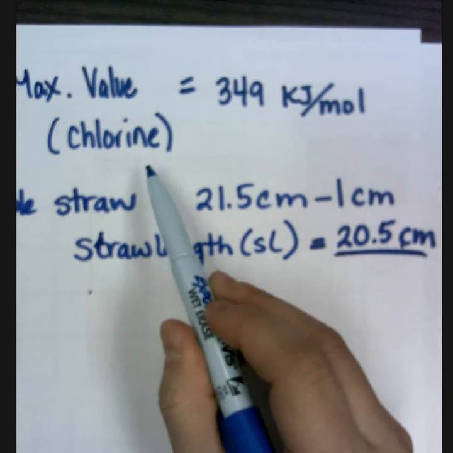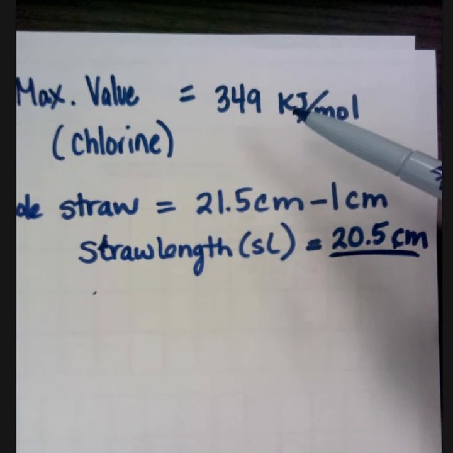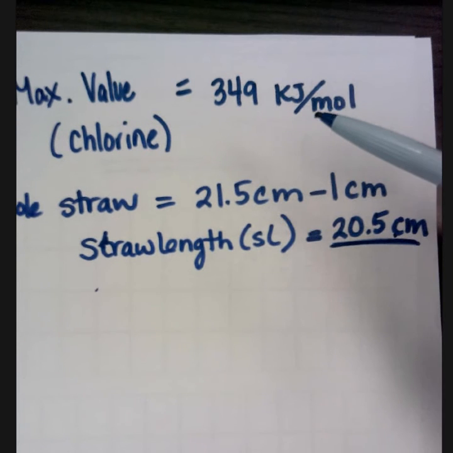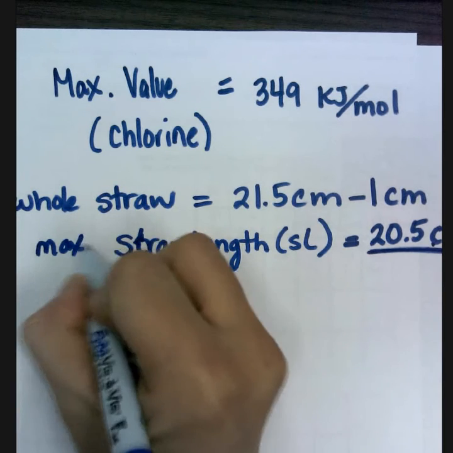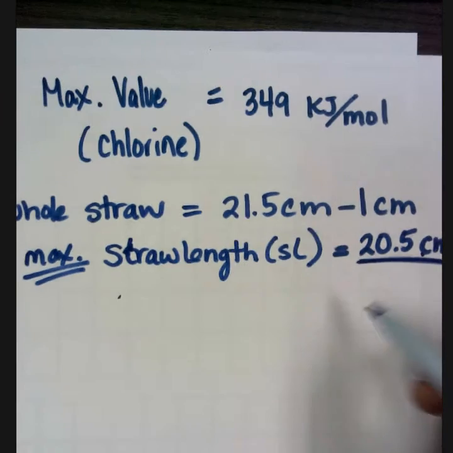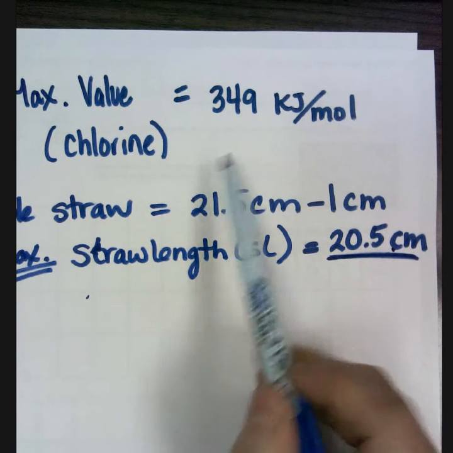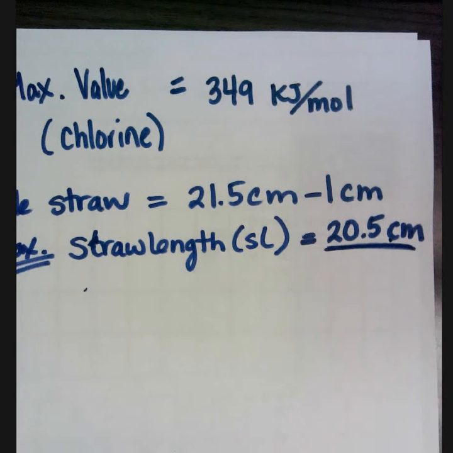So what we're basically trying to do is build a straw model where the straws represent the values for the electron affinities that you are searching for. Okay, so we can see the trend and that pattern. I'm going to put here maximum, because that maximum straw length represents the maximum value of the electron affinities in your periodic table. For chlorine, it's 349.